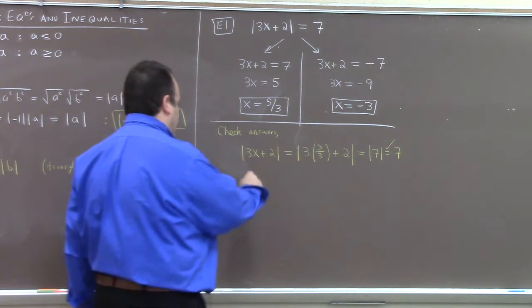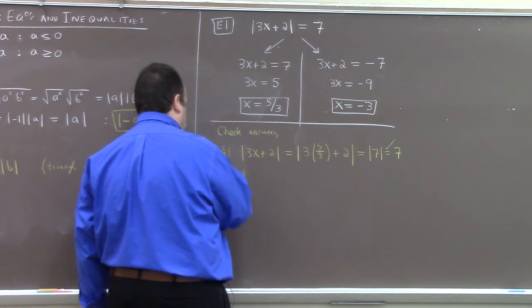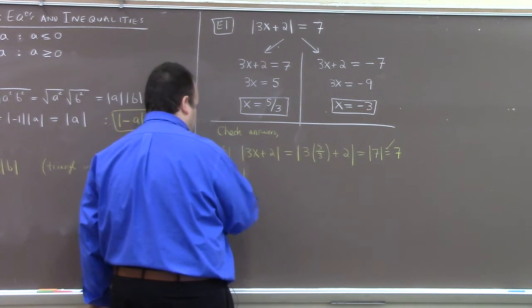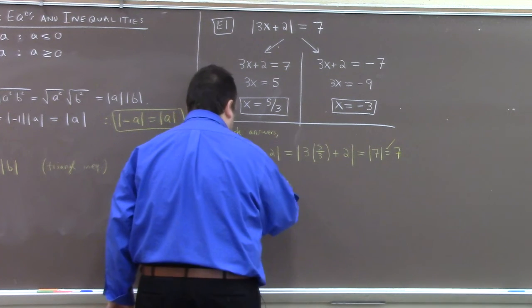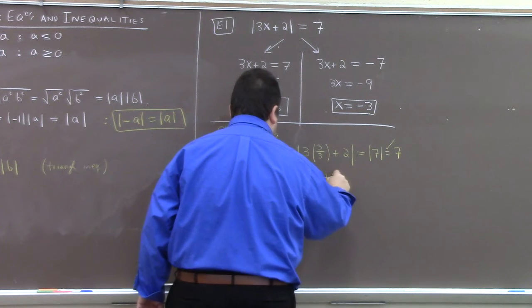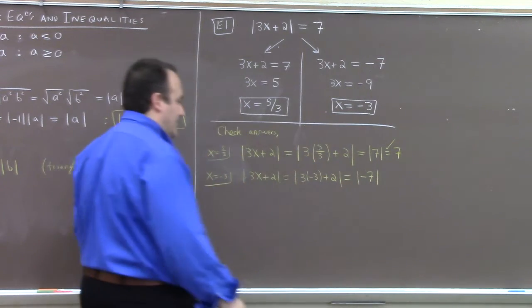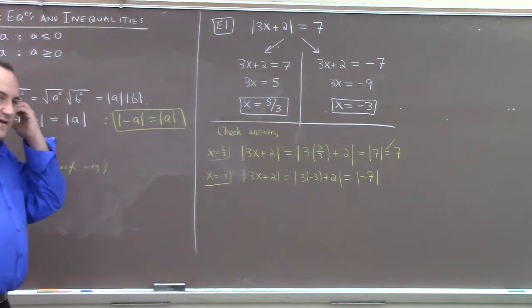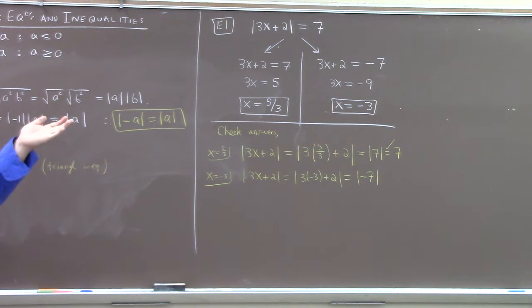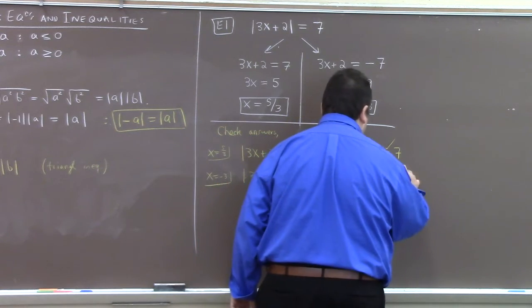On the other hand, this was x equals 5/3. Now x equals minus 3. Check it. So absolute value of 3x plus 2 is equal to absolute value of 3 times minus 3 plus 2, which is minus 9 plus 2, which is minus 7. What's the absolute value of minus 7? The absolute value of minus 7 is 7, right? So as I was saying, it works.